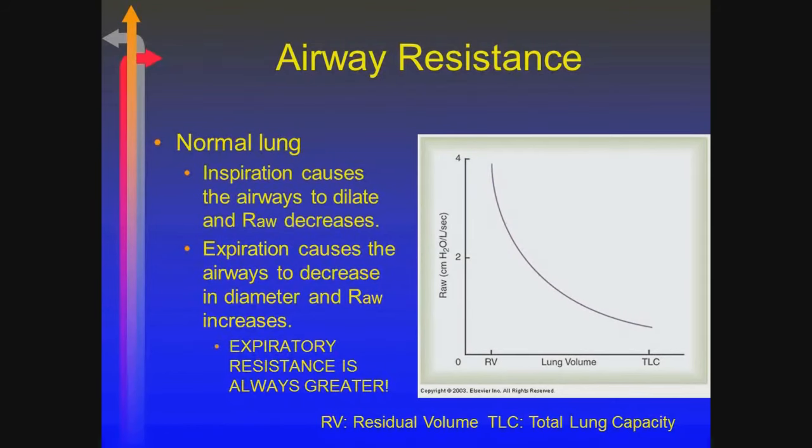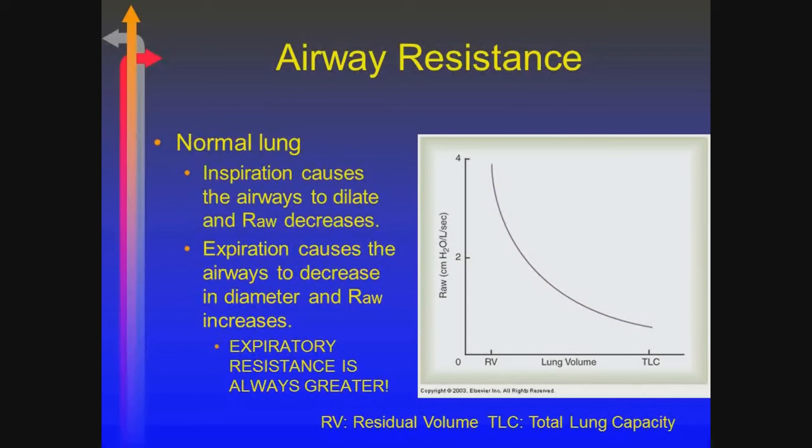Functionally, it's always there. If I had you take a deep breath, deep, deep, till you can't take it anymore, that volume then is total lung capacity. So that's the maximal amount. So this is looking from the lungs as much as you can blow out to as much as you can take in. And notice what happens to airway resistance as you go from that distance. It actually gets lower.